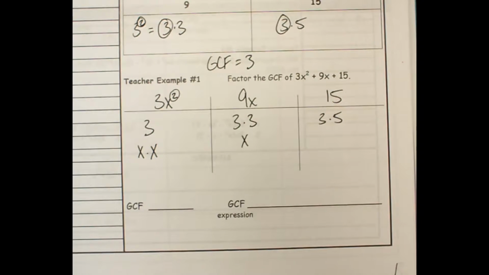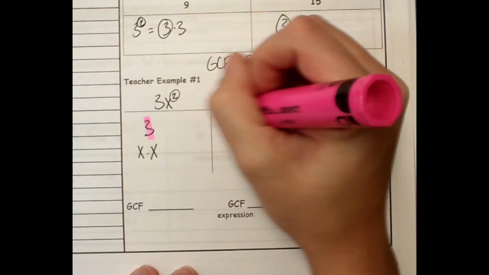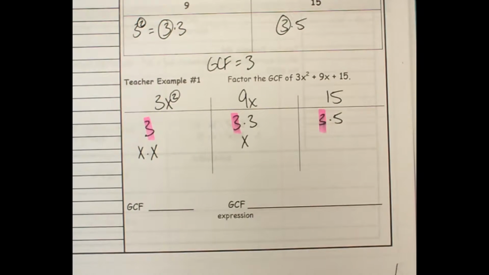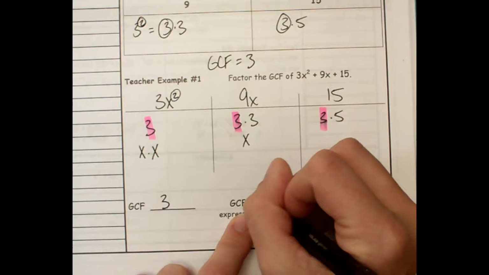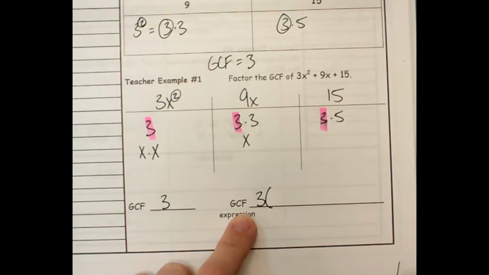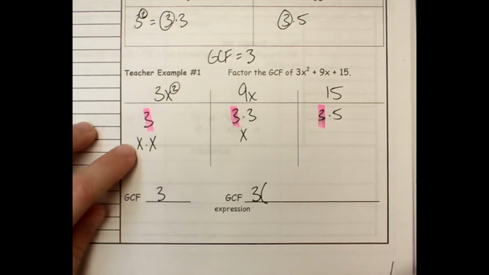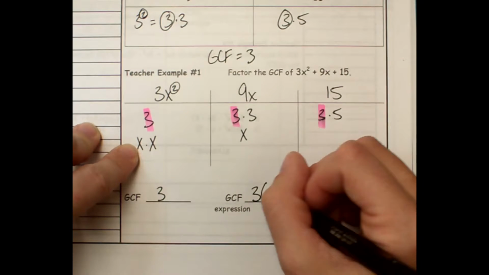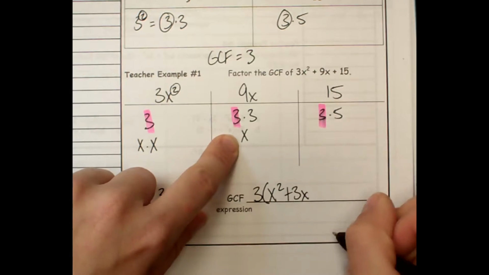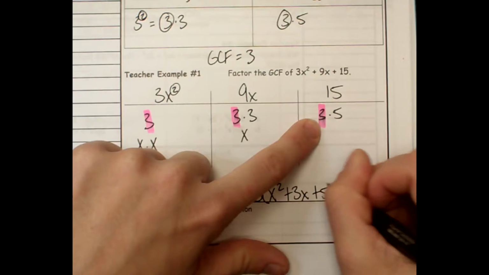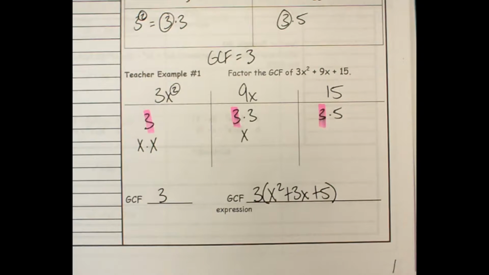So what do each of our columns share? Well, if you look, there is a 3 in each column. That means that my GCF is going to be 3. So then as you write your GCF expression, you're going to put your GCF on the outside, and then you write your trinomial with what's left. So down here, you have an x squared for your first term, you have plus 3x, and then you have plus 5. So that's your factored expression so far with the GCF.